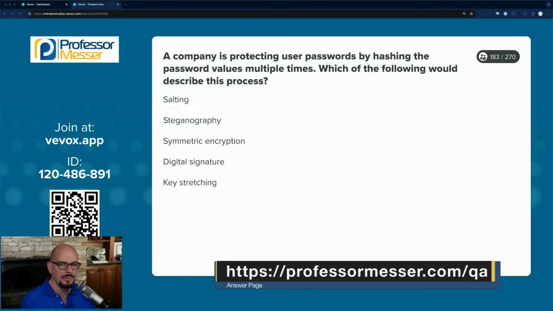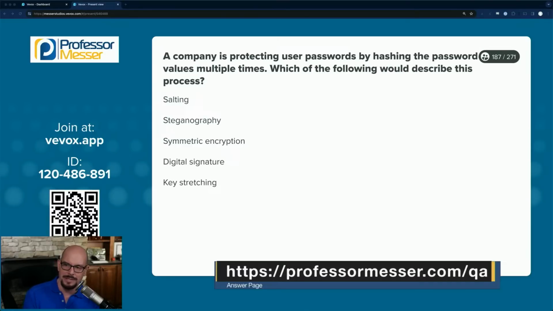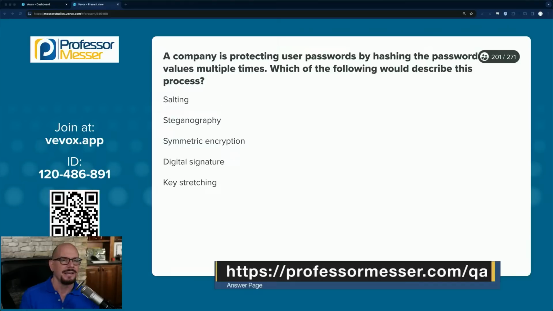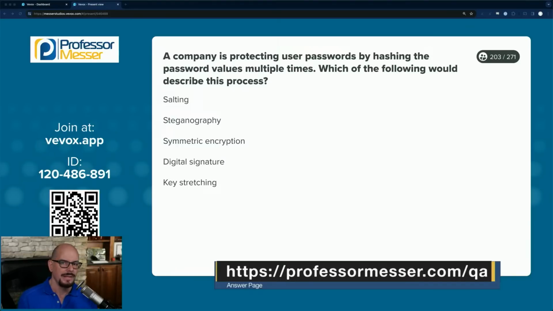Let's go through. I'm going to let a couple of extra people answer on this one. We have people that are coming in with this one and answering these. I want to give everybody a chance to lock in what they think the answer might be. If you want to answer, simply visit the link on your screen. Go to professormesser.com/QA, and you can lock that one in. Let's see how you did.